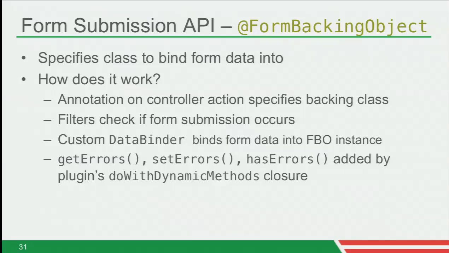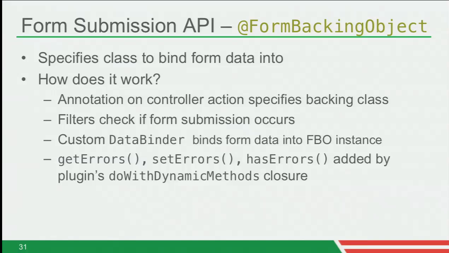And by using the Grails plugin doWithDynamicMethods closure, we do some metaprogramming to further enhance all classes that are specified as form backing objects. We add these dynamic getErrors, setErrors, and hasErrors methods so that any class that we specify as a form backing object using this API gets these methods, and we can put our validation errors onto an instance of that class in the same way that standard Grails developers are used to with the Grails domain classes.